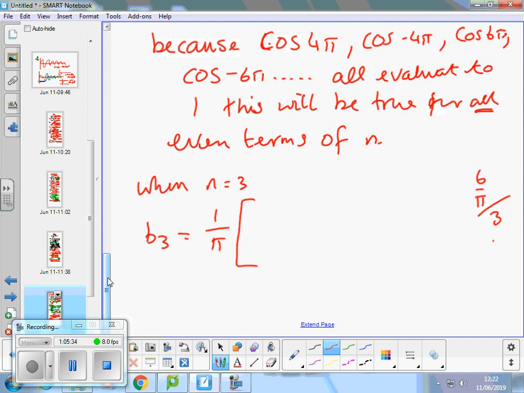So if we write B3 for 6 over pi, which comes out as 6 over 3 pi, B3 is always going to be B1 over 3. My problem with that is if, and I'm only going to give you a square wave, but my issue with it is if that weren't a square wave, that wouldn't be the case.